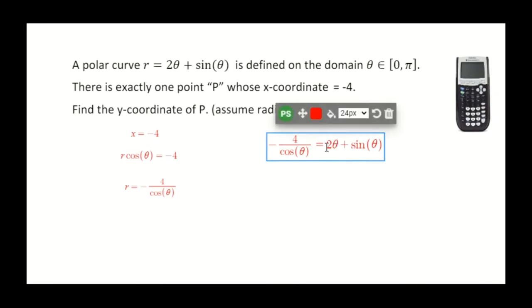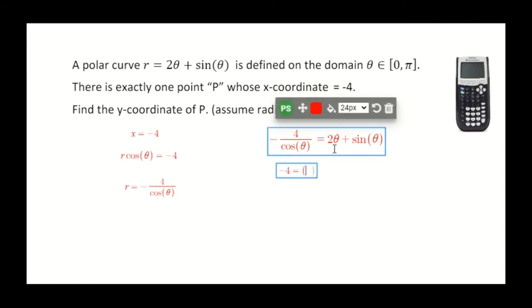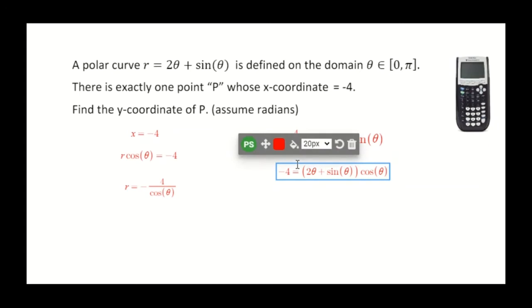So we have to solve this with the calculator, and that's why I have a little calculator symbol over here, because we are going to set up a system of equations and find the point of intersection in the calculator. Okay, so I'm going to simplify this to make it a little easier to work with. I'm going to rearrange this so that -4 is equal to 2 theta plus sine theta times cosine theta. So I'm just multiplying cosine theta to both sides to make this a little simpler. Now, how do we use the calculator to actually solve this out?